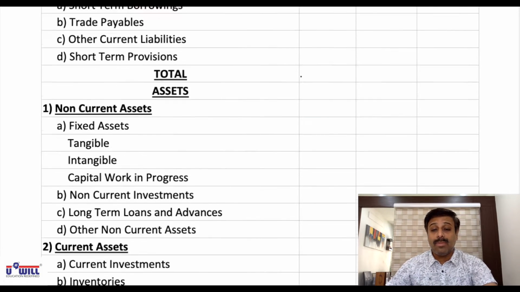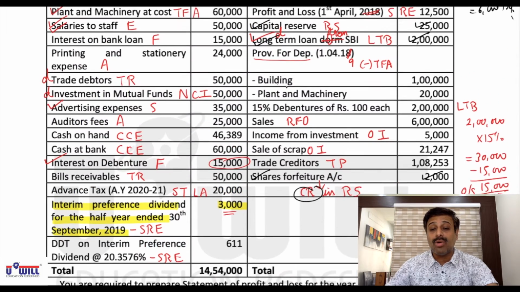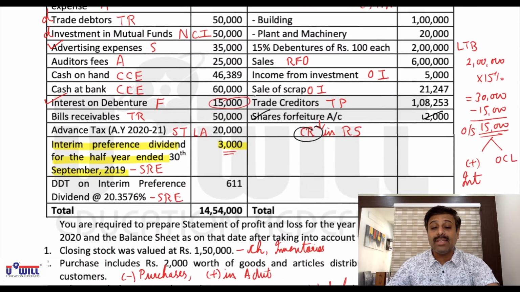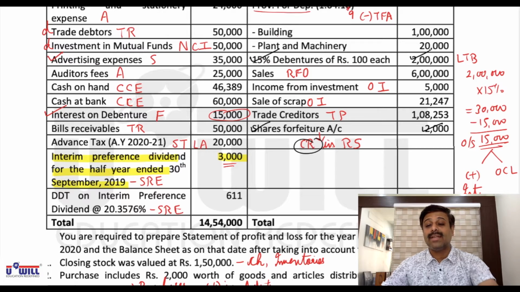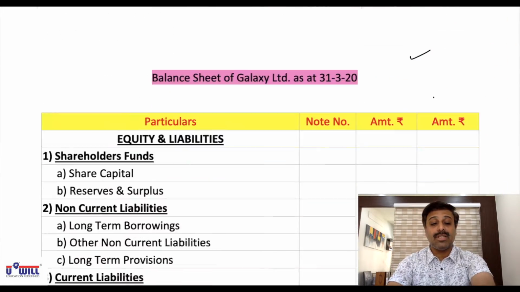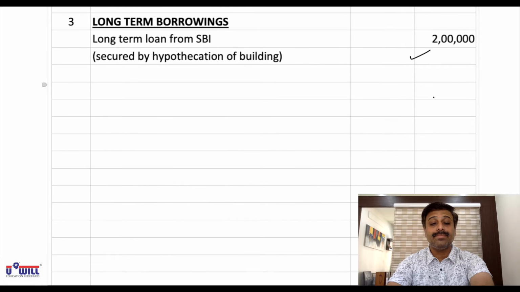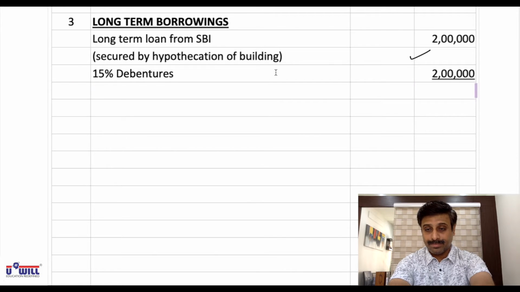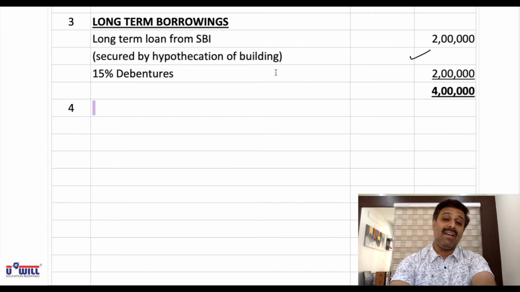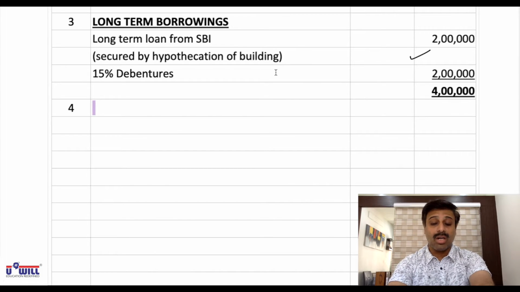Then after loan from SBI, we also have debentures in long-term borrowings, this 15% debentures of 2 lakhs. Total will come to 4 lakhs. Then after long-term borrowings, we don't have other non-current liabilities, we don't have long-term provisions, we don't have short-term borrowings. We directly have trade payables.